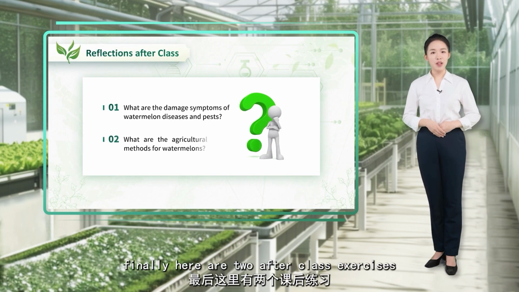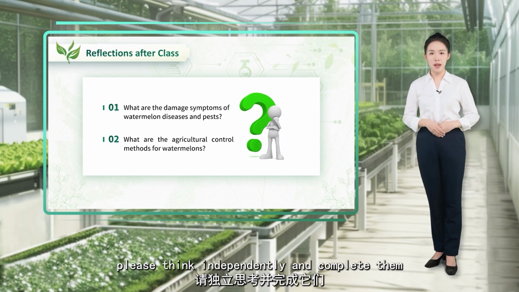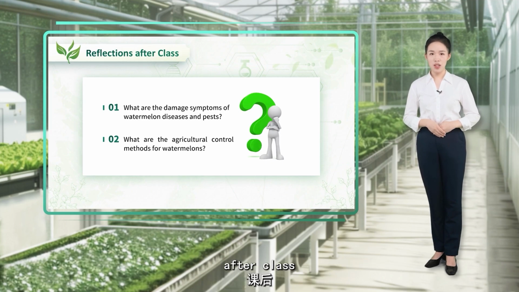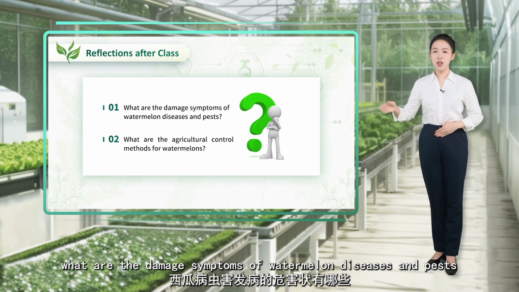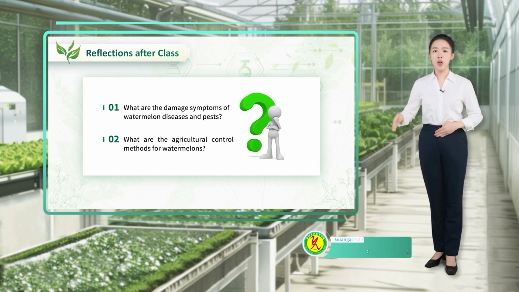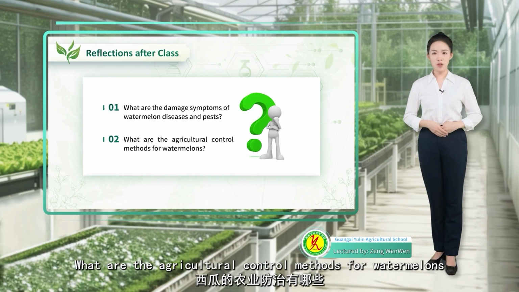Finally, here are 2 after-class exercises. Please think independently and complete them after class. 1. What are the damage symptoms of watermelon diseases and pests? 2. What are the agricultural control methods for watermelons?